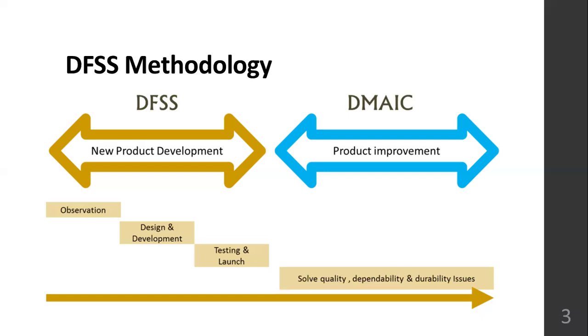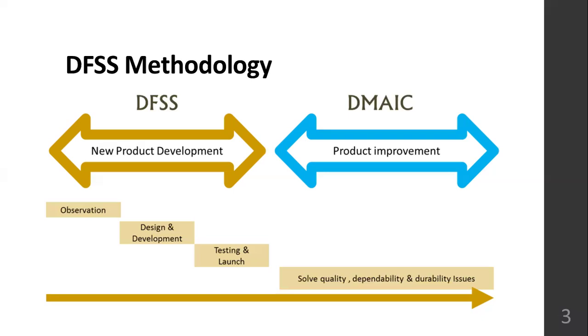So that is DFSS. Once you implement DFSS, it is the first step. Then you can smoothly implement other Six Sigma methodologies, DMAIC methodologies. Okay. New product development, DFSS. But existing product improvement, it is DMAIC methodology.